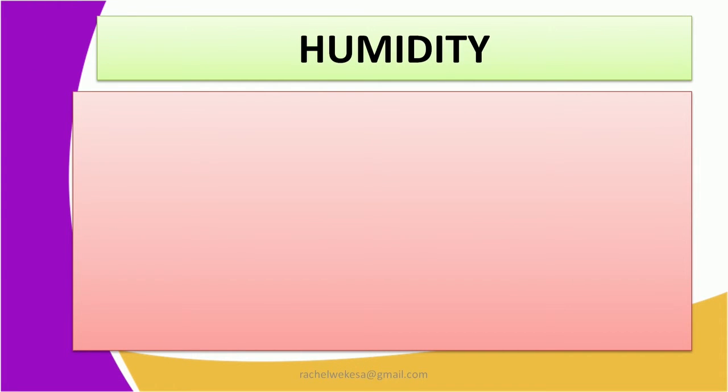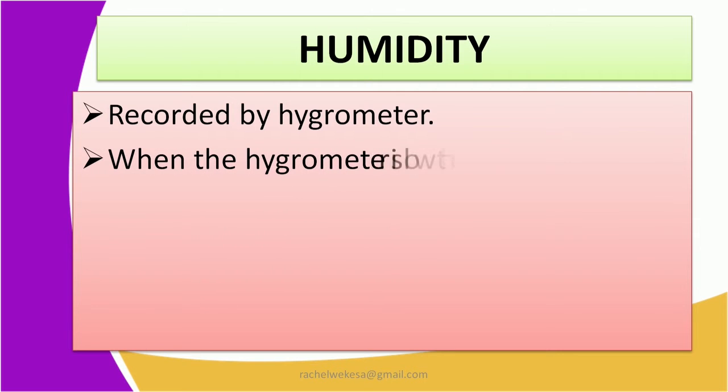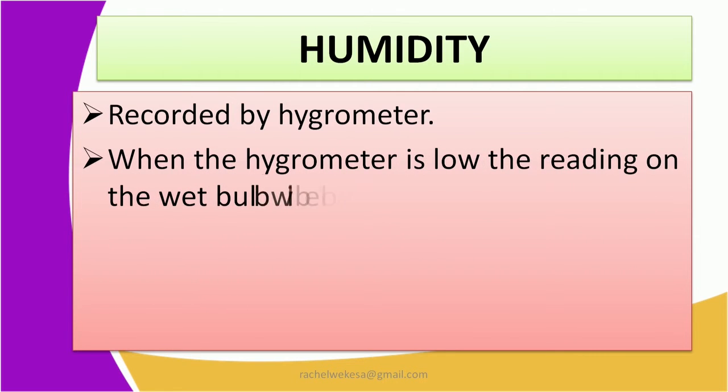And what is humidity? Humidity is the amount of moisture content in the atmosphere, and it is measured and recorded by a hygrometer. This hygrometer can be placed just anywhere on the earth's surface, but mostly it cannot be placed in house buildings, because if you want to measure the amount of moisture in the atmosphere, you just have to place the instrument outside the building.